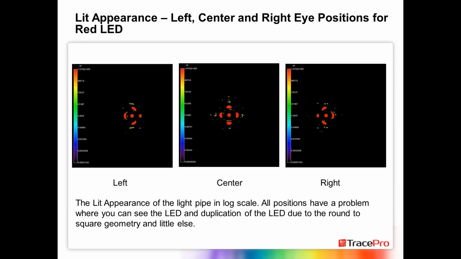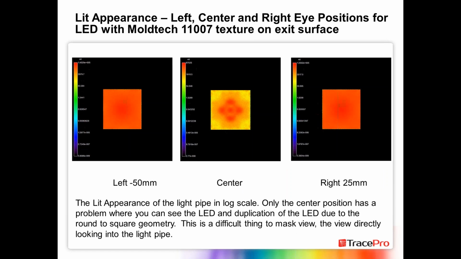Well, maybe that texturing I always talk about could help. And sure enough, it does. I put that Multec 1107 texture on the exit surface, and look, from left to right, I've got a very uniform output. Although I'm still seeing somewhat of a center type output, the LEDs, and that could be a problem. It just depends on what I'm trying for in terms of a goal here. I'm not getting the square pattern. That might be a problem.